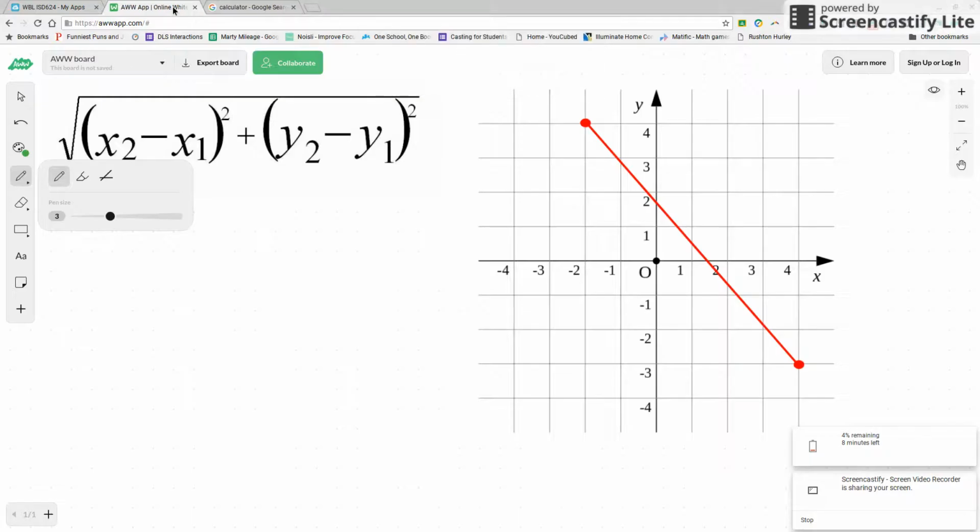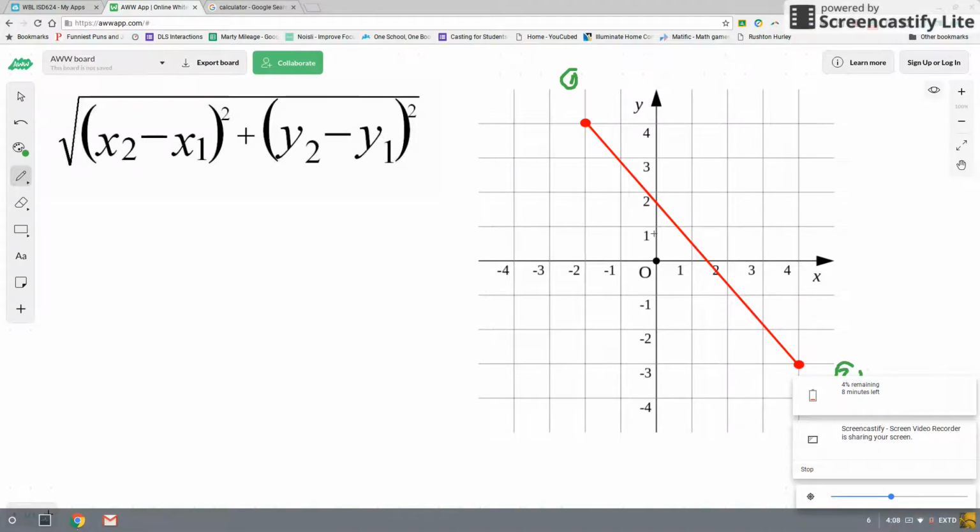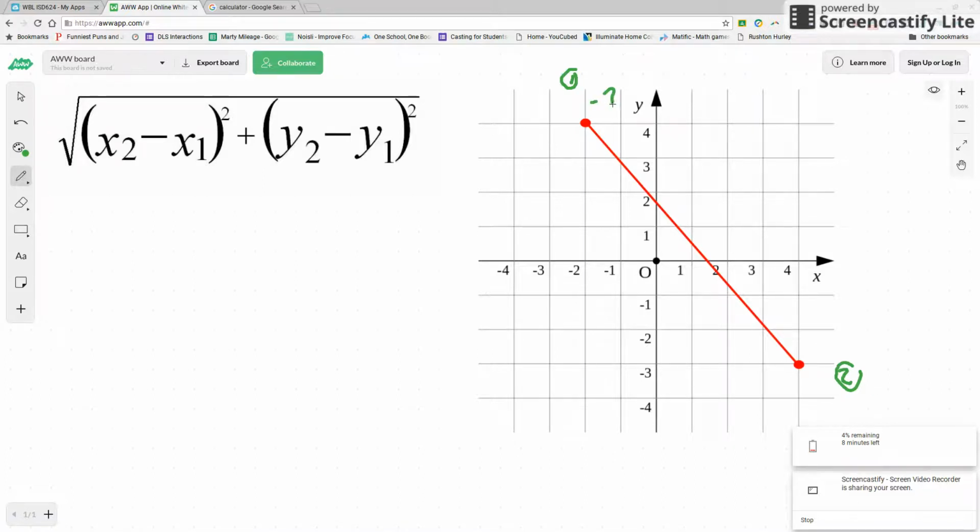All right, let's look at one more problem. I'm going to go a little bit faster with this one, but it might help you to see it. So we have x2 and x1. I'm going to call this point number 1. I'll call this point number 2 as we go here. This first point is -2, and it is up 4. Over here, we have over 4 and down -3.